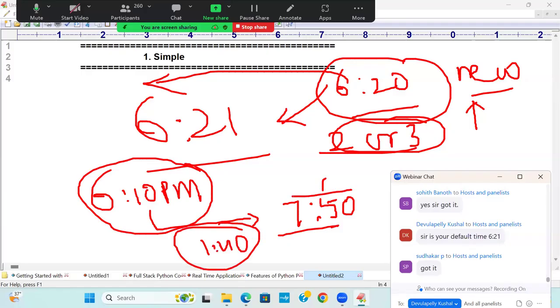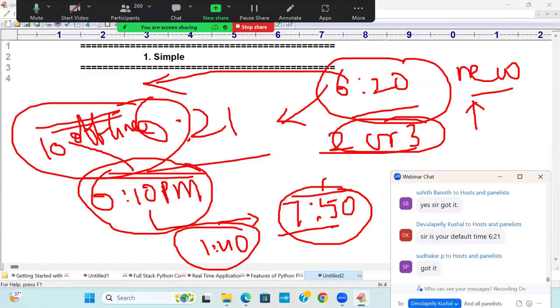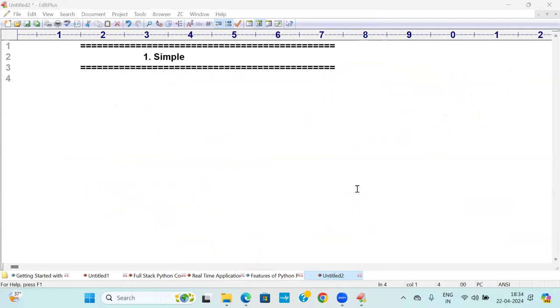Online students' doubts, I will take in the last 10 minutes. And why 6:10, sir? Before the class, I'll come and sit with you. The 10 minutes before the class, offline students will have their doubts, and I will clarify them. And the last 10 minutes is for online students' doubts. That is my perfect plan.